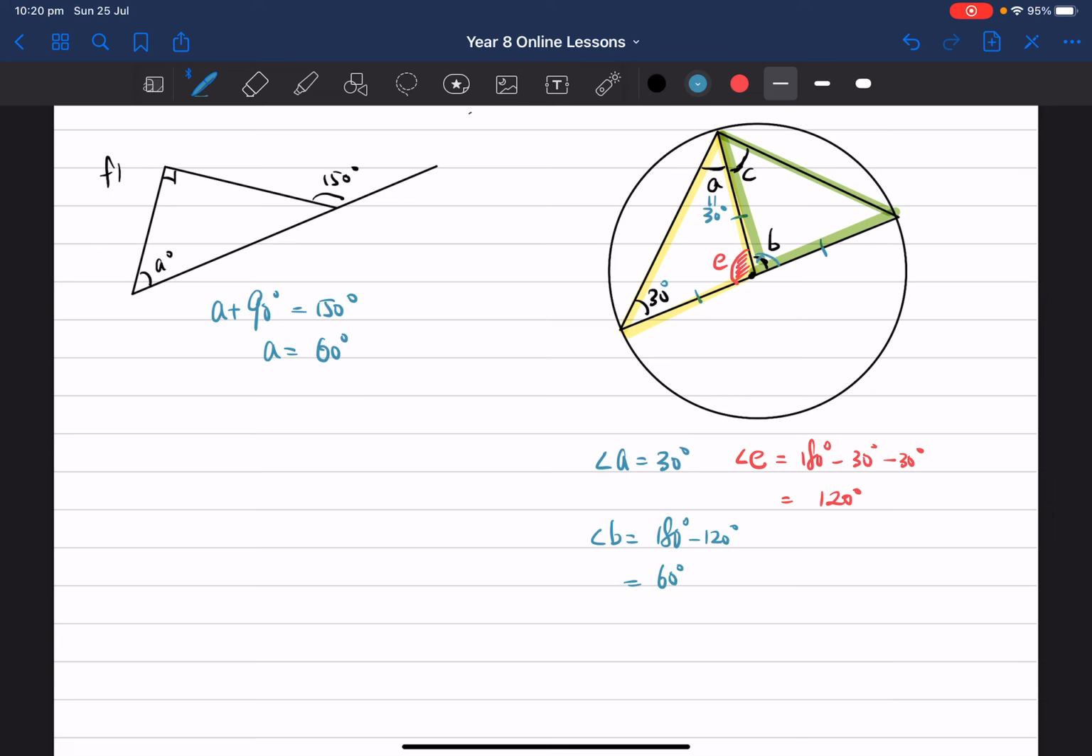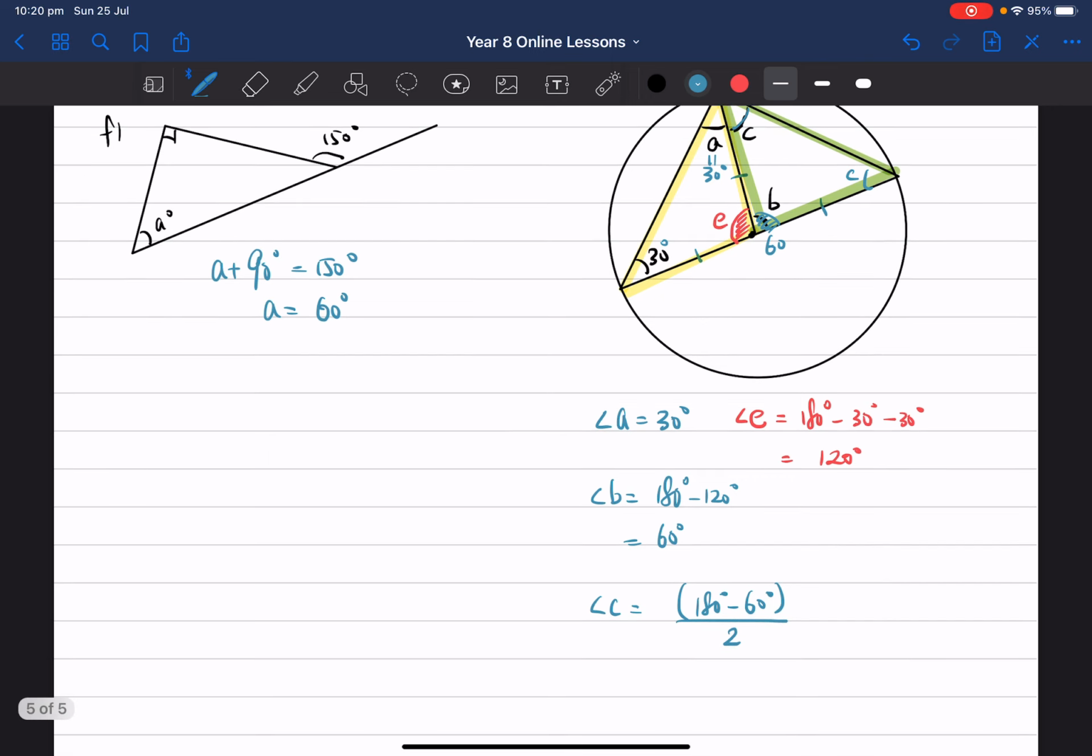If this angle is equal to 60, can we find the value of C? Yes, because these two angles are equal to each other. So angle C is equal to 180 degrees minus 60, from the angle sum of a triangle, shared by the two angles there. So therefore, divided by 2. At the end, 30 degrees.